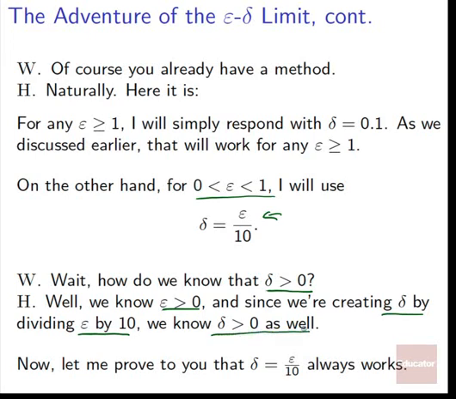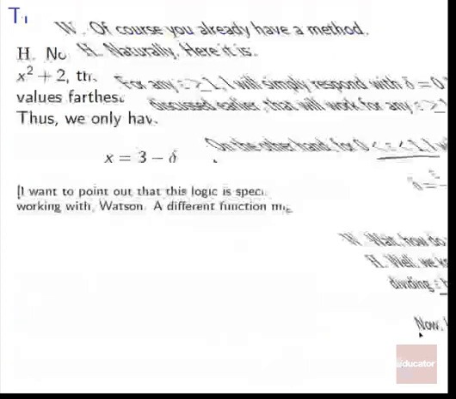If epsilon is greater than 0, then we know dividing something that's greater than 0 doesn't cause it to become 0 and doesn't cause it to become negative. It simply makes it smaller. So we know that delta must be greater than 0 as well, because we simply divided something that was already greater than 0 by some positive number, in this case, positive 10. Now, let me prove to you that delta equals epsilon over 10 always works.